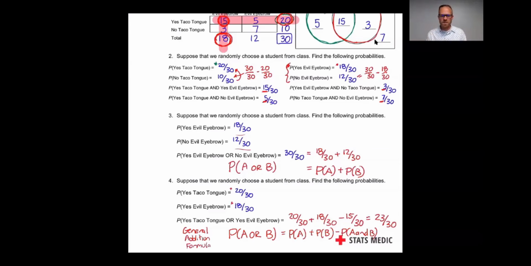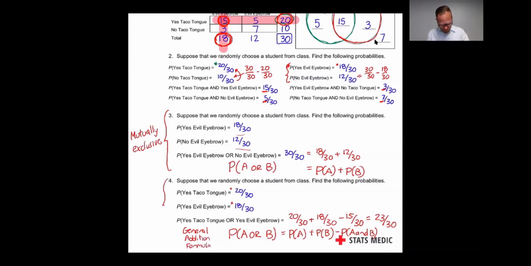Now let's take a minute to pause right here and look back at question number 3 and try to think about why we didn't need to use that formula in number 3, but we did need to use the formula in number 4. And the reason is, in number 3, the 2 events that we have there, yes, evil eyebrow and no evil eyebrow, they can't occur at the same time. A student can't be in both of those events at the same time. And so we say that those 2 events are mutually exclusive. And when you have mutually exclusive events, you don't need that fancy general addition formula because there is no overlap. Essentially, that last thing we would subtract out would be 0.